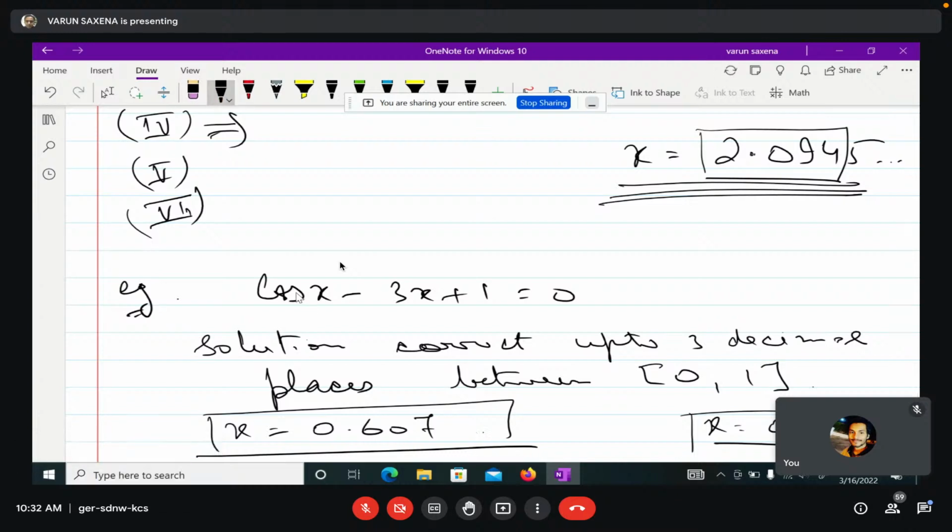So you can try this problem. You first try the problem that we were doing. You will converge to this value 2.094, and then you try the second problem. You will converge to a value 0.607. Correct. Okay, so do this.